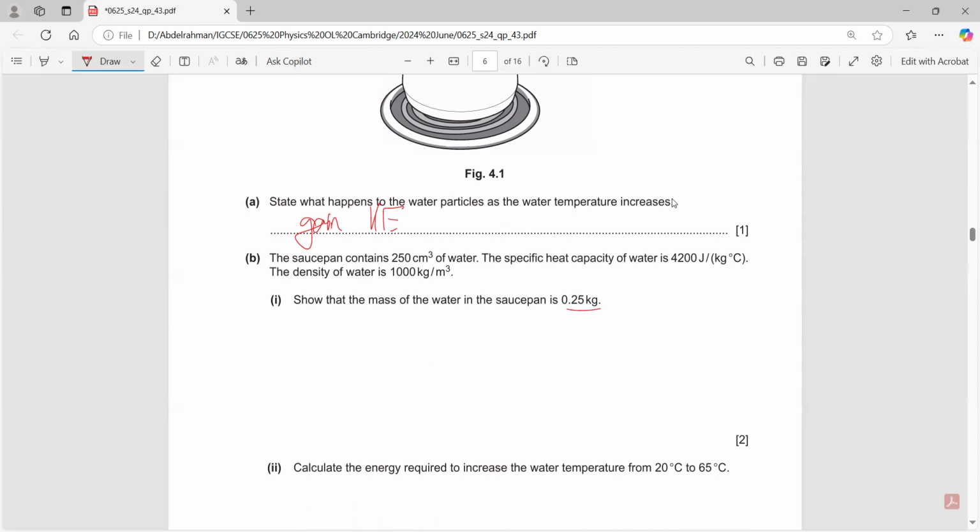We have the density and the volume, but take care that the volume is 250 centimeters cubed. You need to divide by 100 cubed. Mass equals density times volume. 1000 times 250, but this 250 you need to divide by 100 cubed, which would give you 0.25 kilograms.